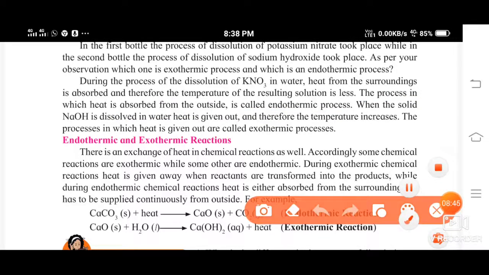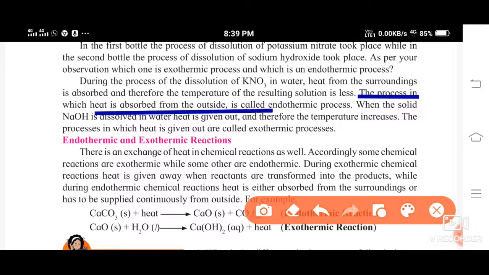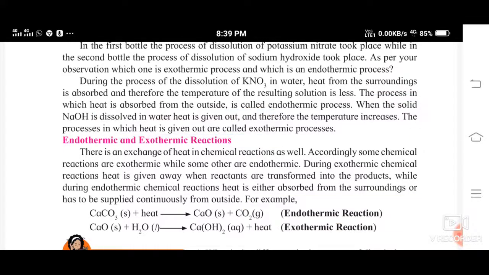In the case of dissolution of sodium hydroxide, what has happened? Heat has been given out. That means the temperature has increased. So the process in which heat is given out is called an exothermic process. So what is endothermic? The process in which heat is absorbed from the outside, and in this case the process in which heat is given out. Okay, so that is exothermic processes.